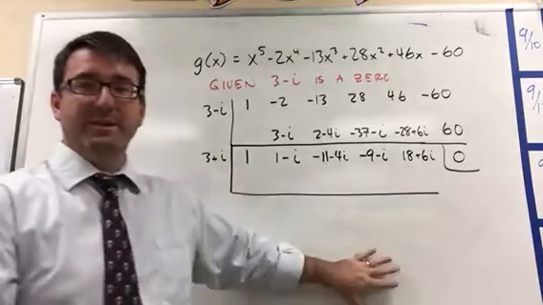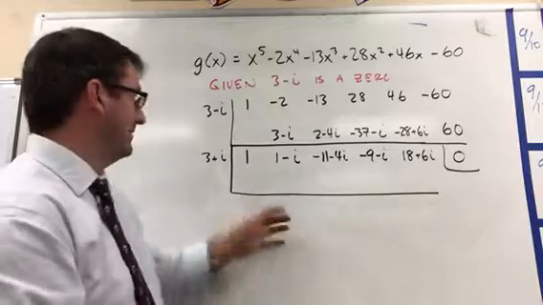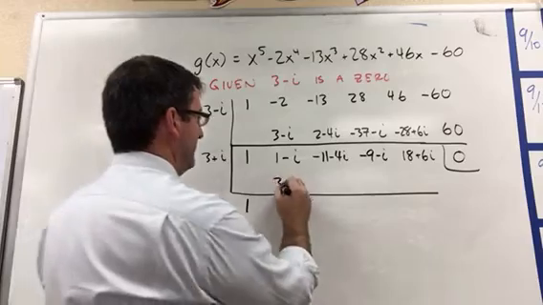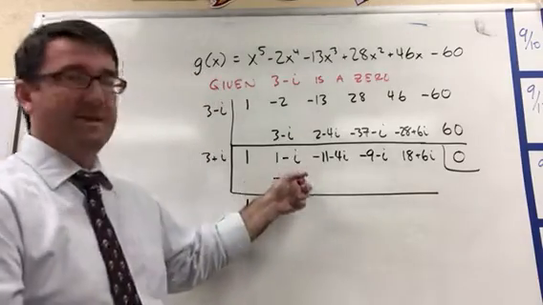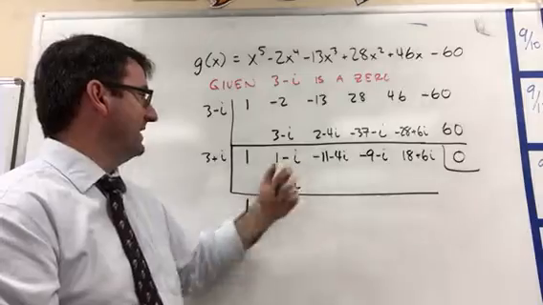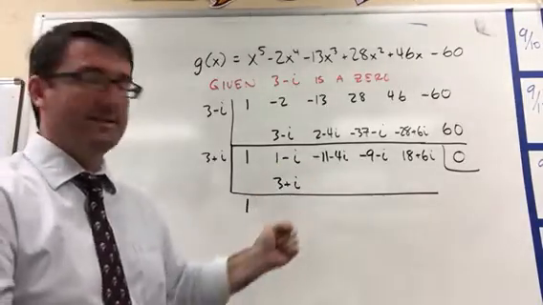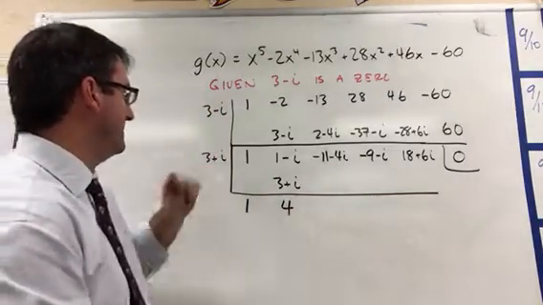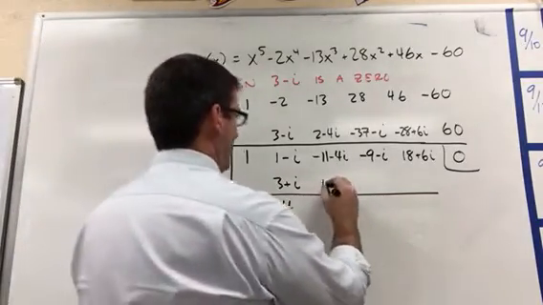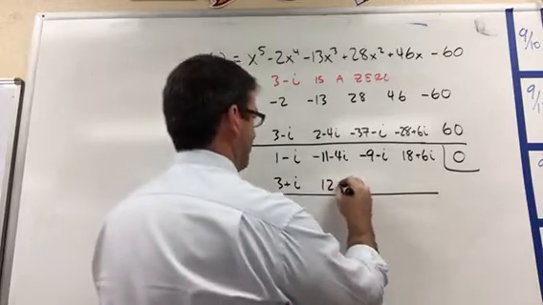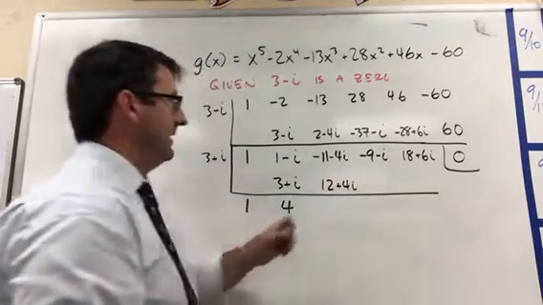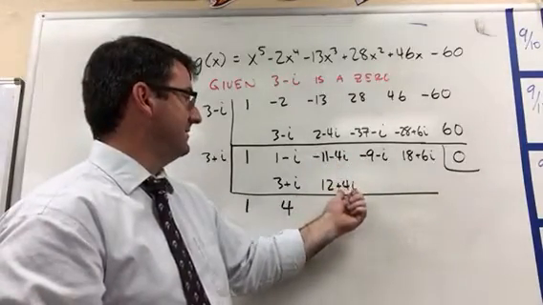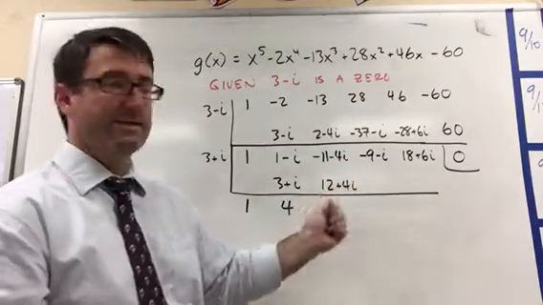And then we've got to do this again, but this one is going to work out a lot nicer. Watch what happens with this. We drop down the 1. 3 plus i times 1 is 3 plus i. Notice that when we add 1 minus i to 3 plus i, the i's are going to add to 0. 1 plus 3 is 4. 4 times 3 plus i is 12 plus 4i. Again, here the i's are going to drop out because negative 4i plus 4i is 0.